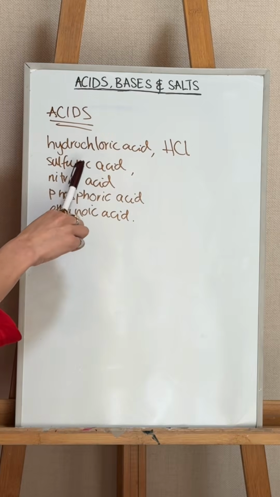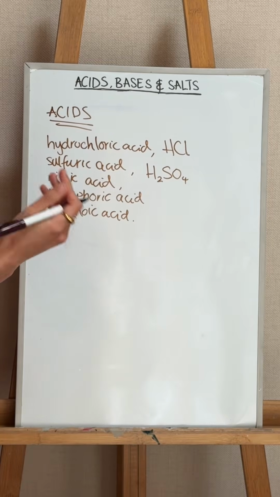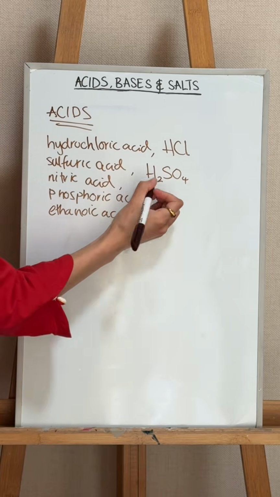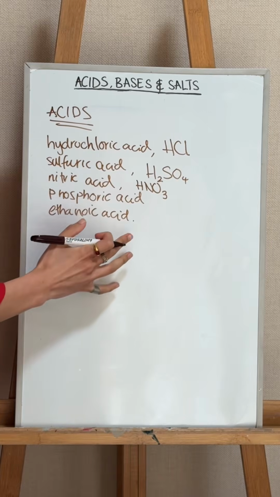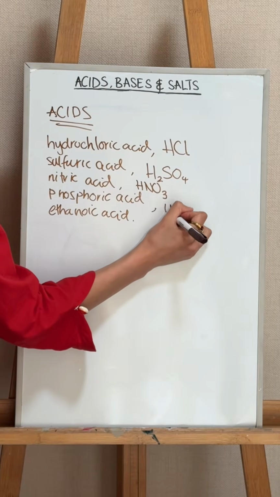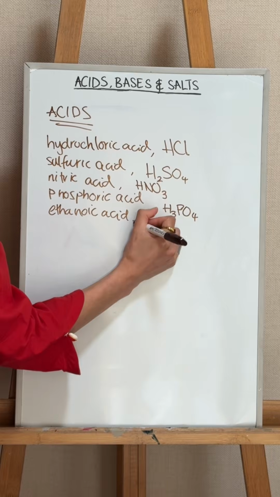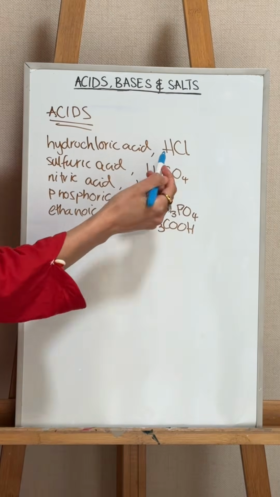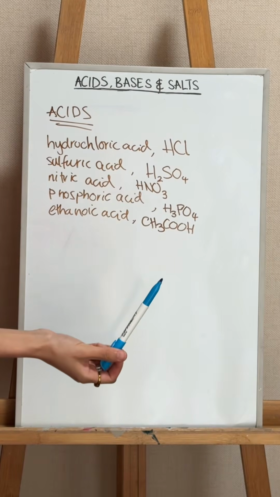You should also be able to recall the formula of sulfuric acid, nitric acid. Nitric acid is probably not commonly used within your lab, but you might have used it a couple of times, and the formula of nitric acid is HNO3. Phosphoric acid is the one that you have rarely come across, so you don't necessarily need to know the formula of it. You also should be able to recall the formula of ethanoic acid, and it goes something along the lines of CH3COOH. Here are our acids: hydrochloric acid, sulfuric acid, nitric acid, phosphoric acid, and ethanoic acid.